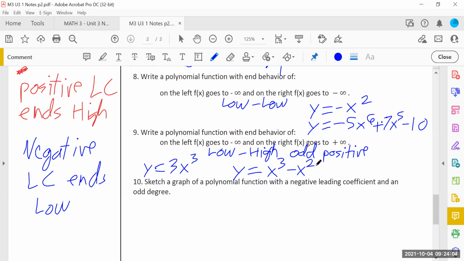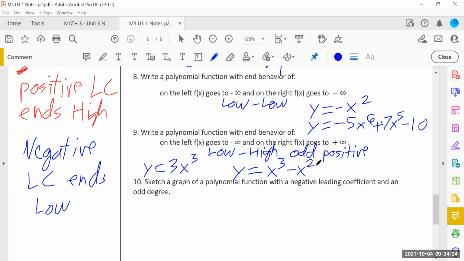Okay. So what do you guys think? Does that minus x squared change my end behavior? Why not? It's not the leading coefficient. It's not the highest degree. Yeah. Does that make sense to everybody? So you can put whatever you want on there.